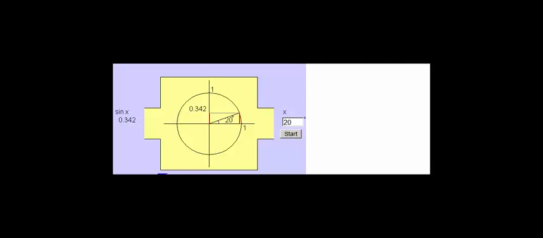Okay, so we get 0.342. And really that's irrelevant. 20 degrees I just picked, but you could pick any angle number. Let's say we did 67 degrees. What's the output? So what we want to know is, what are all the possible output values?